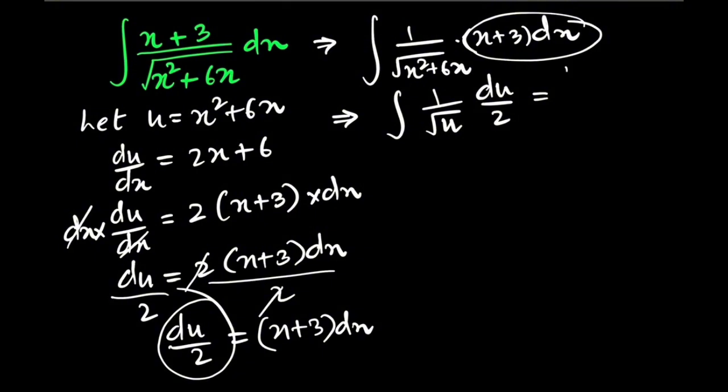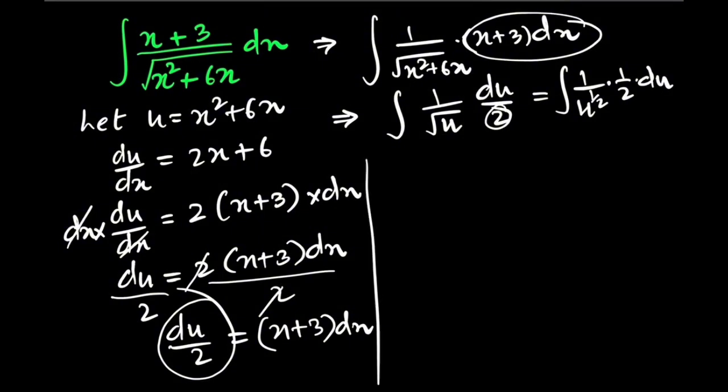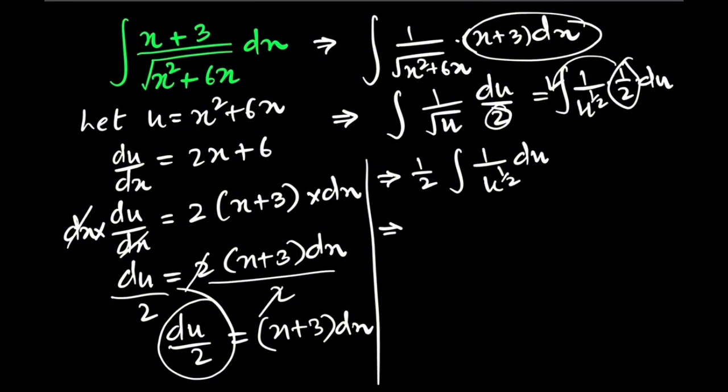I can write this as the integration of 1 over square root of u, meaning u raised to half, times half. I can take this half separately and write du, which is equal to, now I can take this half outside the integral sign, half times the integration of 1 over u raised to half du, and this is equal to half times the integration of, take this u raised to half to the numerator, which becomes u raised to negative half, so it changes its sign, and du.